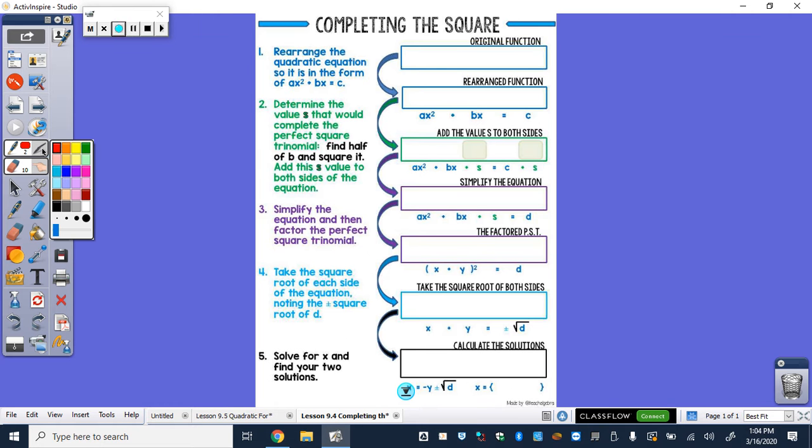Yeah, she's got some really nice stuff. The foldable we used the other day to do completing the square, that was hers.